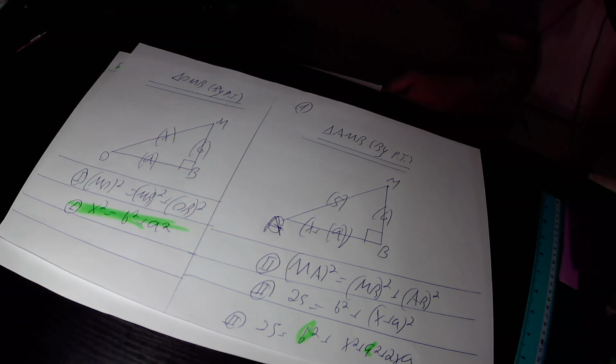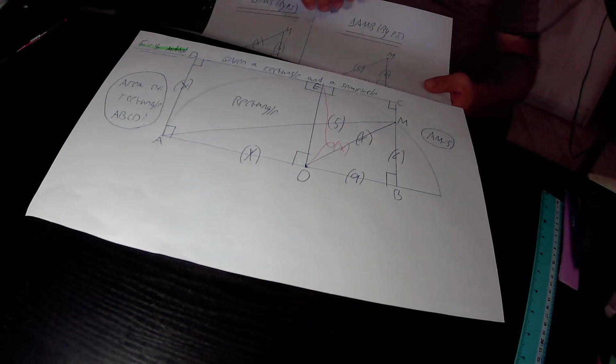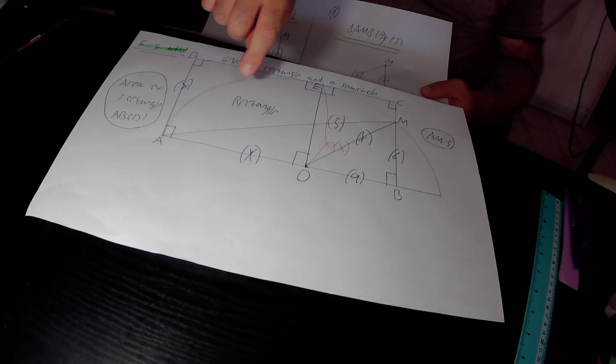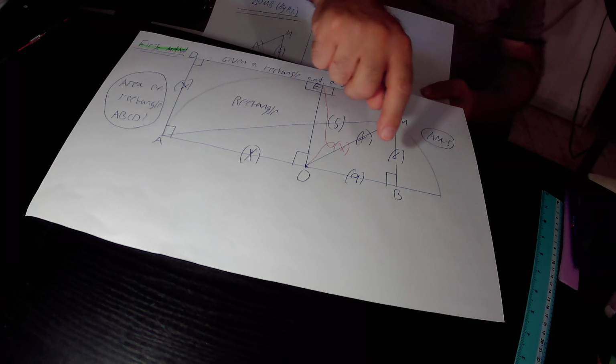In the next step, I copied the right big triangle A and B in a new page, and implemented the Pythagoras theorem in this right triangle A and B.